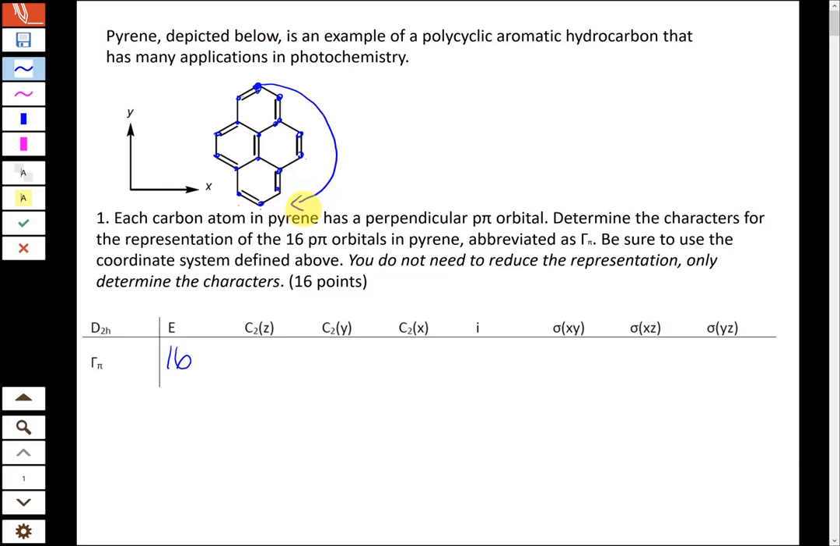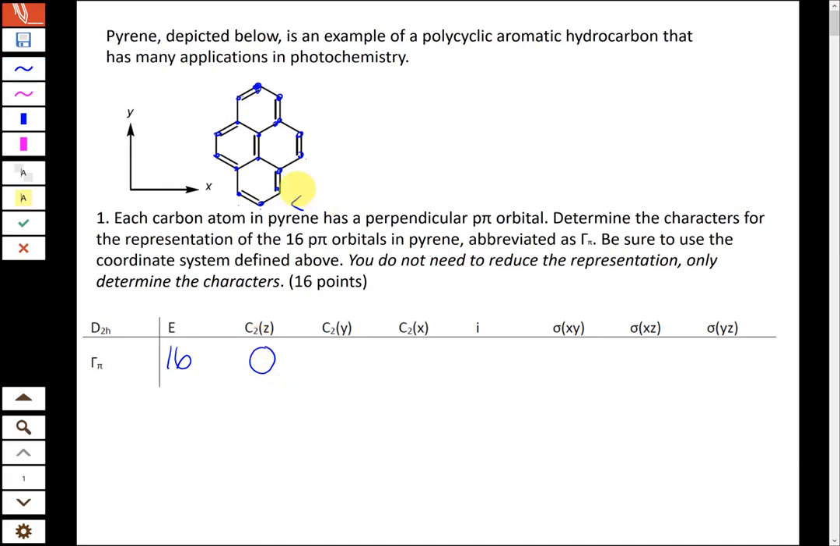When we rotate the whole thing like that, every single pi orbital moves. There is no pi orbital that's right on the C2 axis in the Z direction. All of them move into new positions and swap with other pi orbitals in the compound, so you're going to get a character of 0 for C2(z).